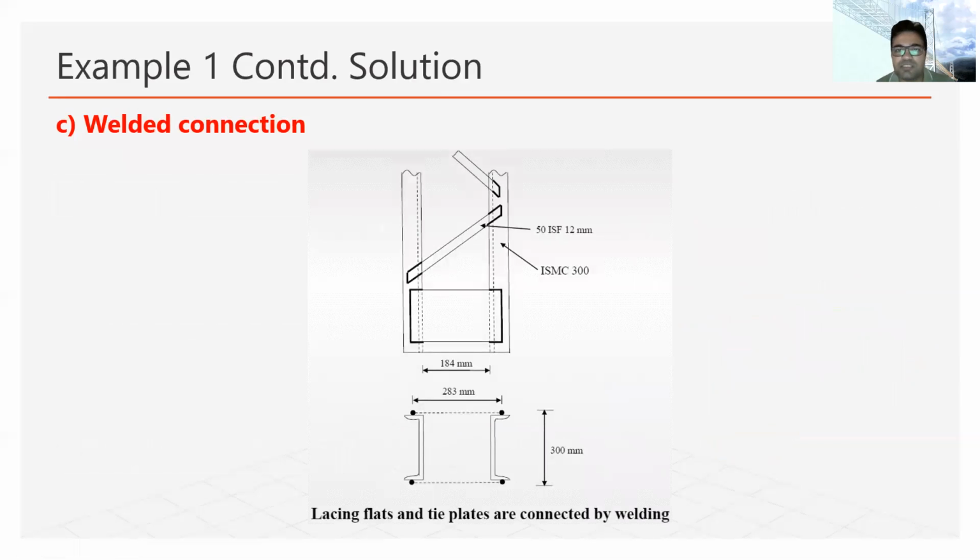In the diagram you can see I have provided the welding on both sides, all around, on all three sides in the plan. This is how we provide it. The lacing bar I have identified as 50 ISF, where 50 is the width and 12 is the thickness, on ISMC 300. This is how we make the diagram. So this concludes the solution of this lacing numerical problem.